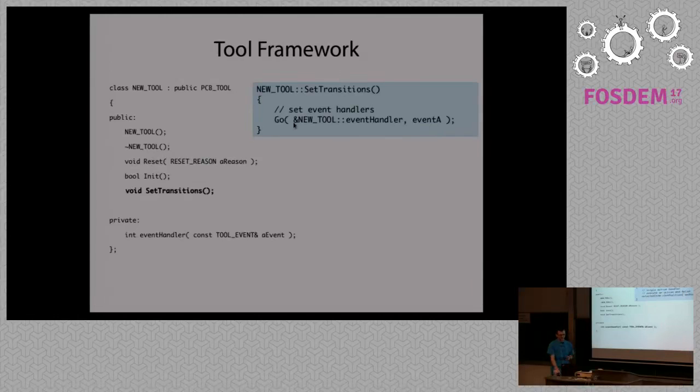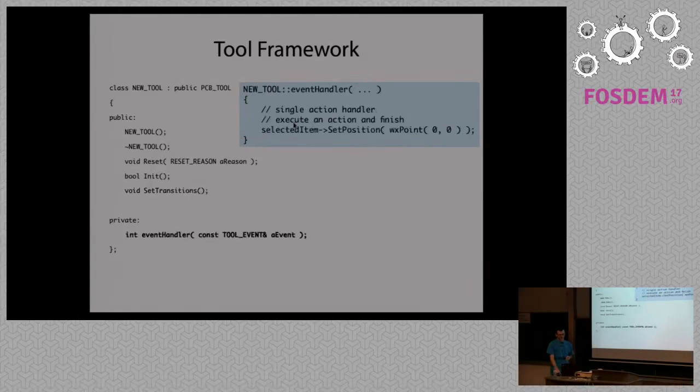And here's an example event handler. There are two main ways of implementing handlers. One is a single action. So if there is an event, you perform a certain list of operations and you finish. Like you can change position, maybe rotate, flip, or stuff like that.